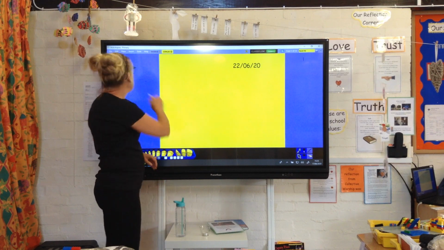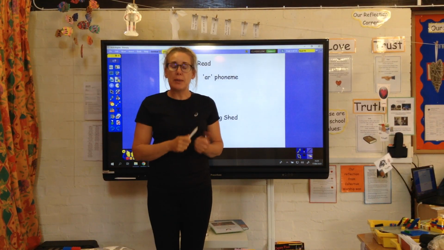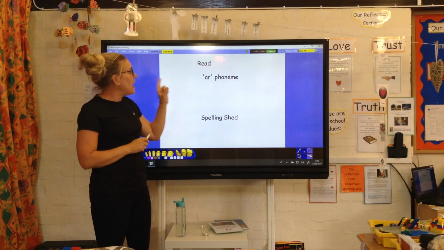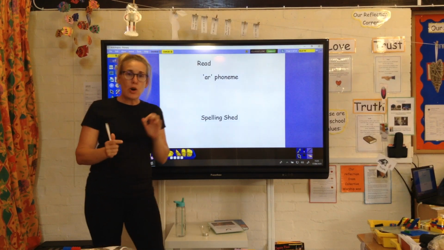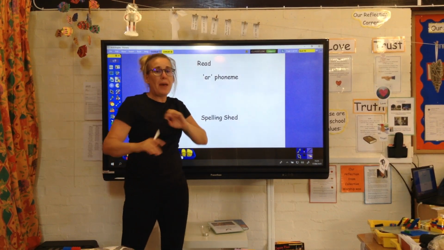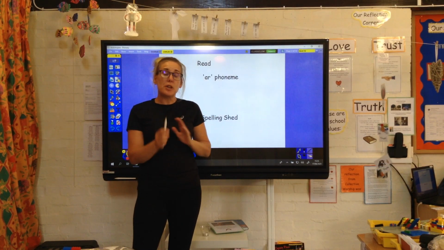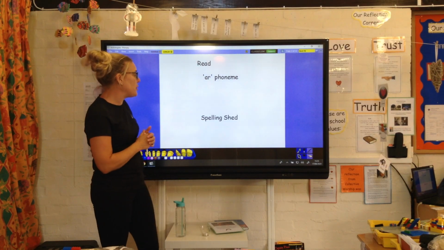So this week, today we are starting with the R phoneme, and the R is made by the letters A and R together, and this vowel digraph tends to come in the middle of words. And again, I've given you some words. You can play pairs, you can make your own bingo game, make word searches, do whatever you want, so you're practicing writing some words with that R sound in the middle of them.